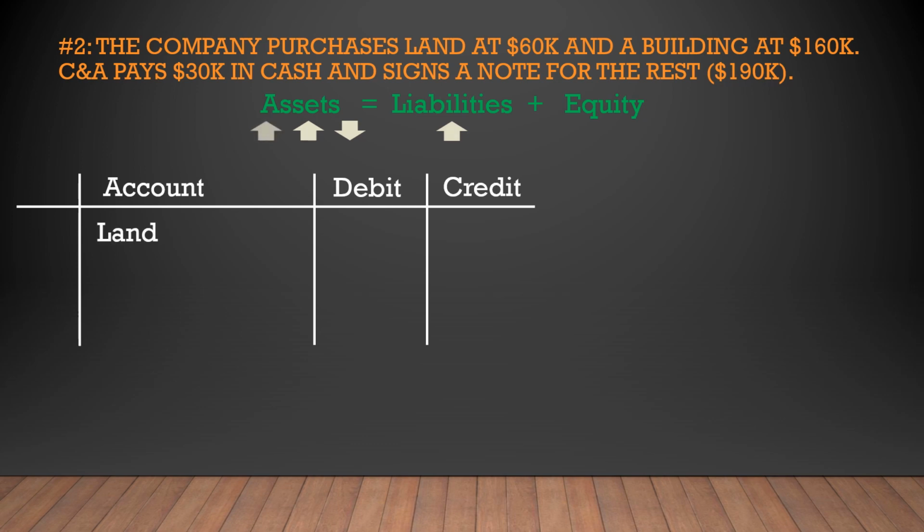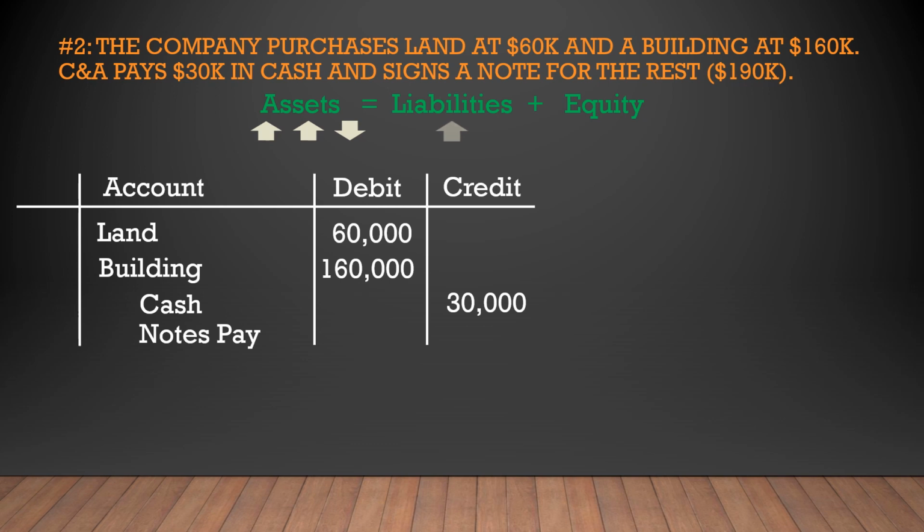Increased the land with a debit of $60,000. Increased the building with a debit of $160,000. Decreased cash with a credit of $30,000. And increased notes payable with a credit of $190,000. Next, post to the ledger or their T accounts accordingly.